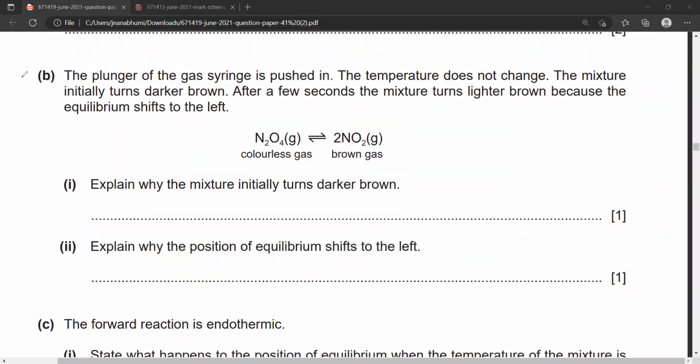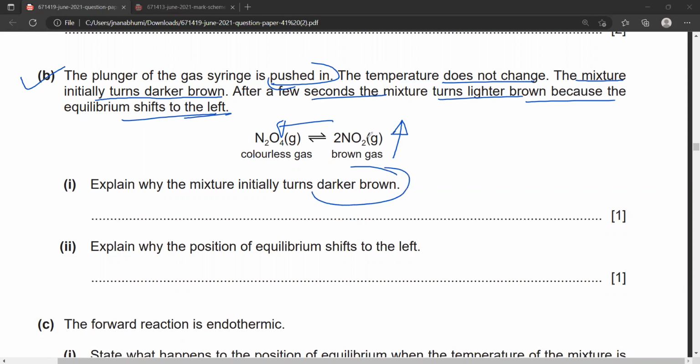Now the next question: the plunger of the gas syringe is pushed in, right? So the temperature doesn't change. The mixture initially turns darker, right? After a few seconds, the mixture turns lighter brown because the equilibrium shifts to the left side, because we are increasing the pressure, right? So explain why the mixture initially turned darker, right? Due to the brown color in a large volume, right?